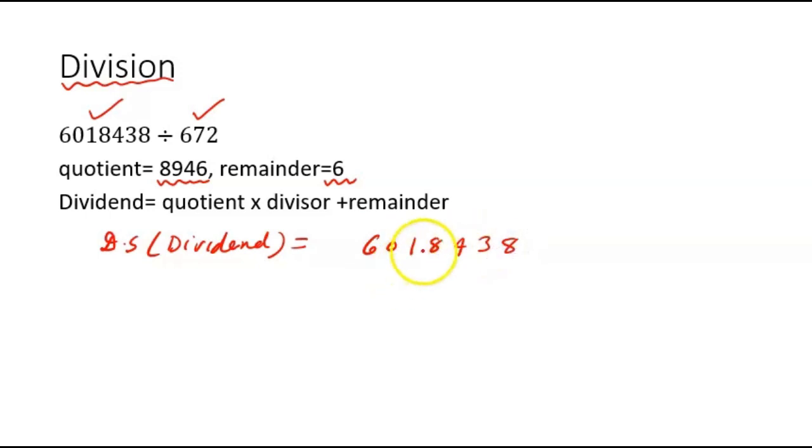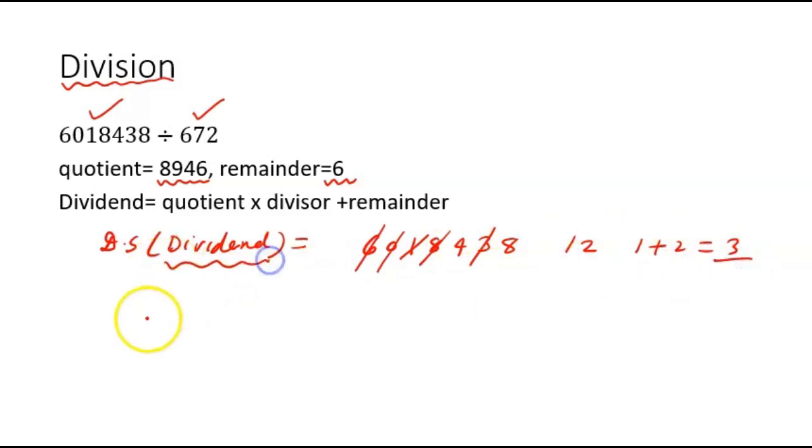6018438. So if you calculate it, here the 6 and 3 will be gone, this 1 and 8 will also be gone. So 0 is not contributing anything. So 8 plus 4 is equal to 12, and then 1 plus 2 is equal to 3. So the digit sum of the dividend is equal to 3.